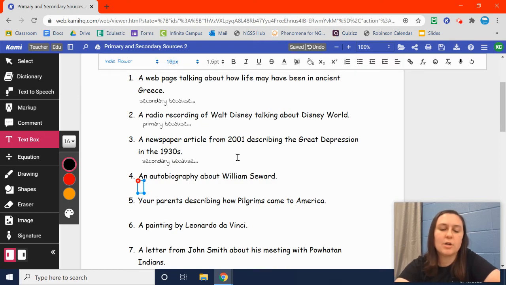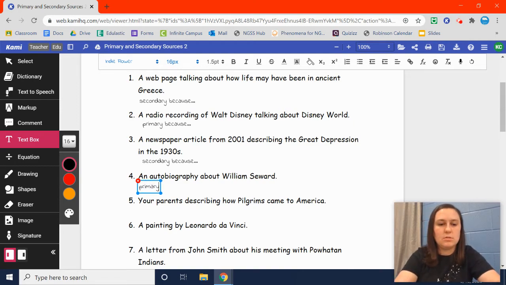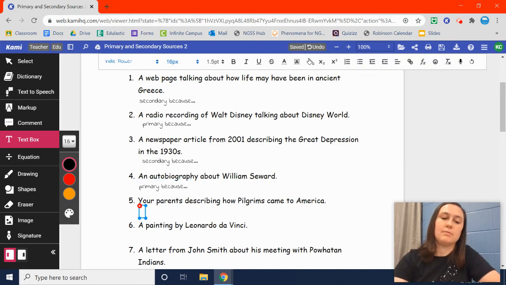Number 4, an autobiography about William Seward. He's the guy who purchased Alaska, right? That was a big deal. If you don't know about that, look it up. It's a pretty cool story. And so an autobiography is a story written about somebody's life, written by that person. So this would be a story about William Seward by William Seward. That is a primary source. Because, tell me why.